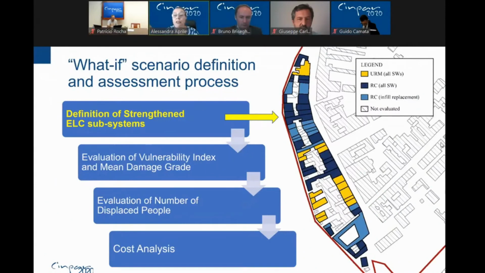Now you can see on the right the what-if scenario that was defined, and so this is the list of the strengthening works we have considered. After the definition of the strengthened ELC subsystem, we did the evaluation of vulnerability index and mean damage grade, the evaluation of the number of displaced people, and finally, the cost analysis.